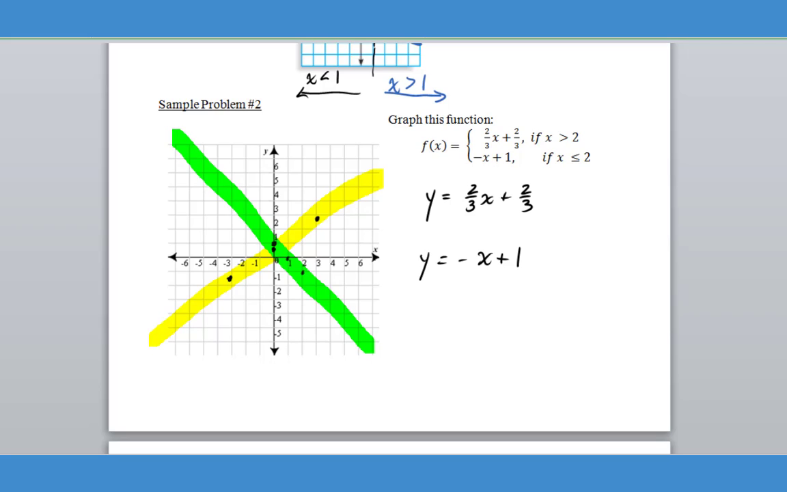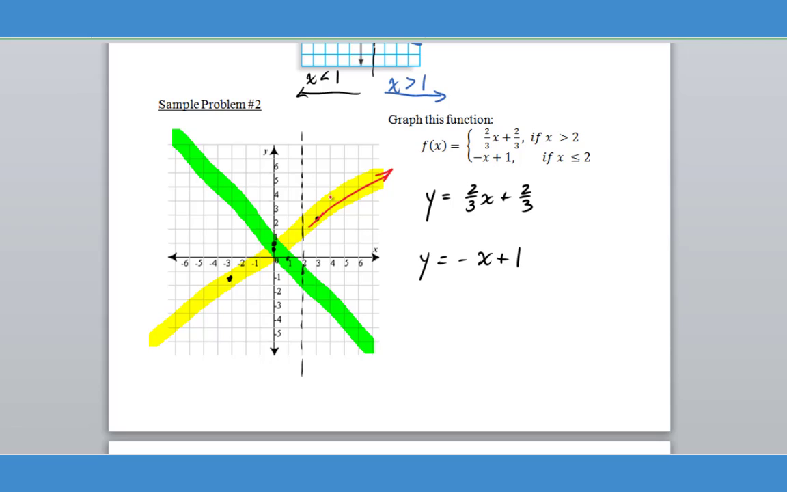Now, you can clearly see that that's going to create a vertical line test issue. So what I'm going to do here is I'm going to look at my boundary. And my boundary in this case is x equals 2. So at 2, I'm basically creating just a barrier that I need to graph the two pieces on. So we can see on this one, 2/3 x plus 2/3, I need all of the x values that are bigger than 2. So I'm going to take that original line that was roughly right here, and I'm just going to continue that in that direction.